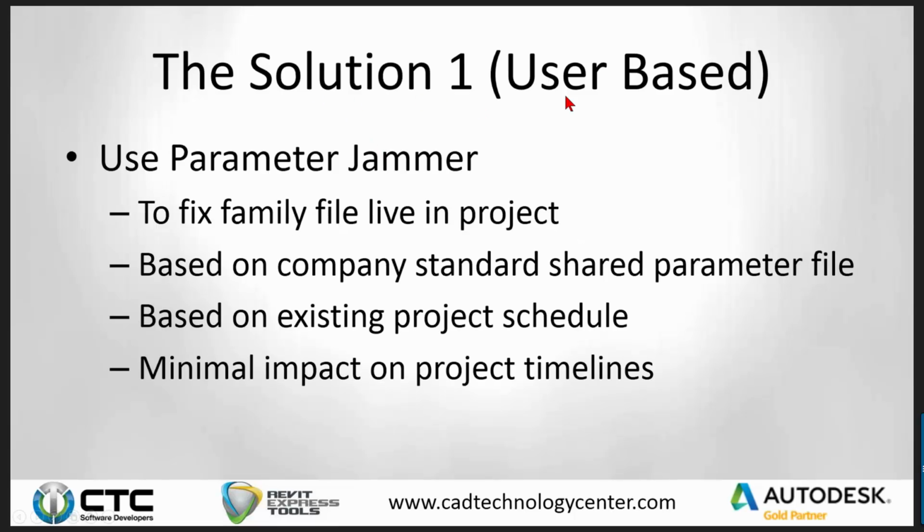So the first solution is a user-based solution. Now, I'm talking about two tools today. Again, I'm talking about Family Processor and Parameter Jammer. Now I'm going to talk about the easier of the first tools first. So this is the user-based solution, solution number one. What I'm going to be using here is Parameter Jammer. I'm going to be able to fix a family, or just a couple of families, a handful of families, live in a project. I'm going to be able to base this on the company standard shared parameters file.